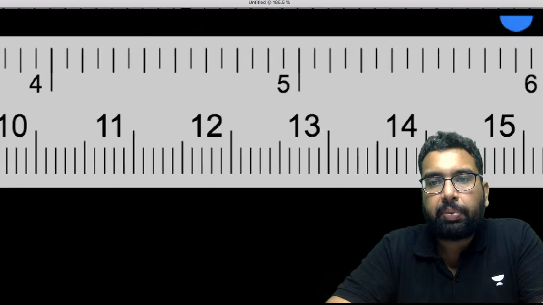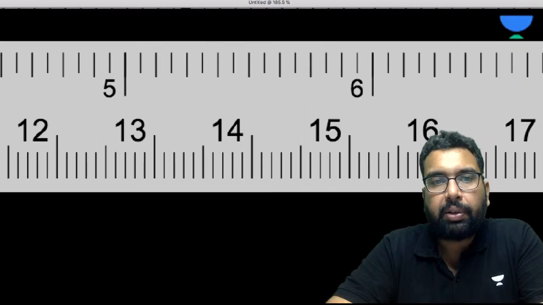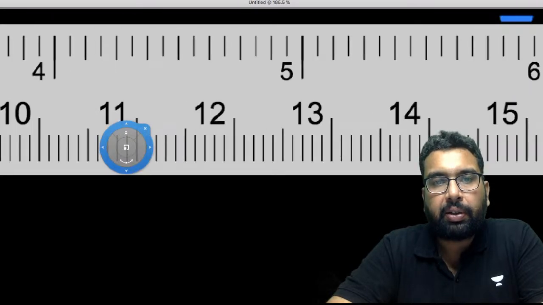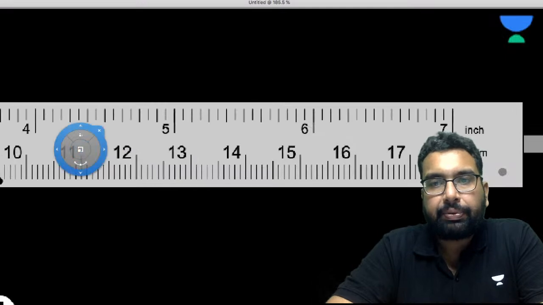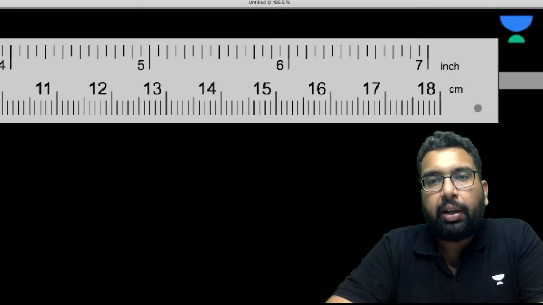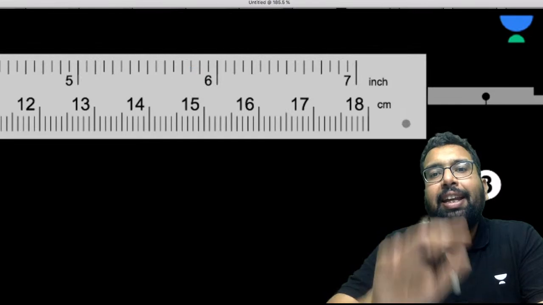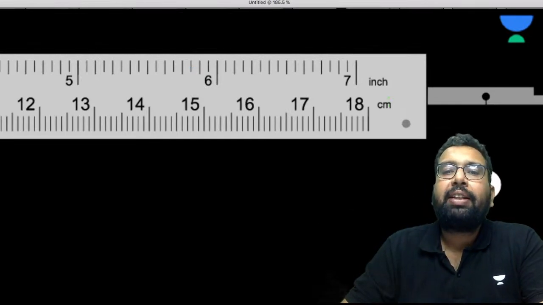Just observe. So if you observe in this scale, here it is written in centimeter.